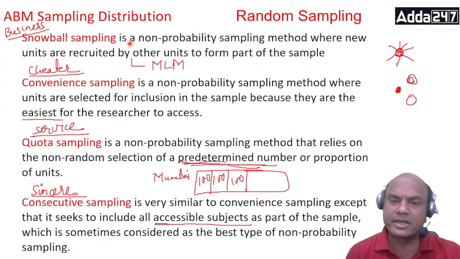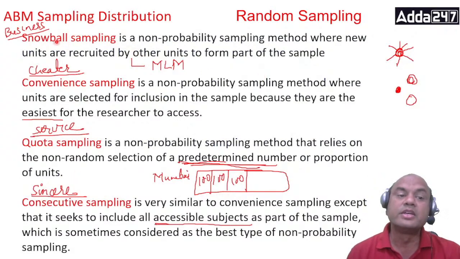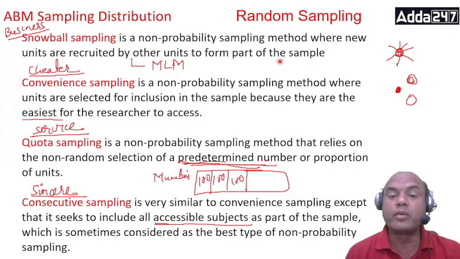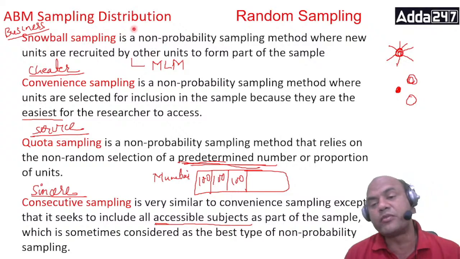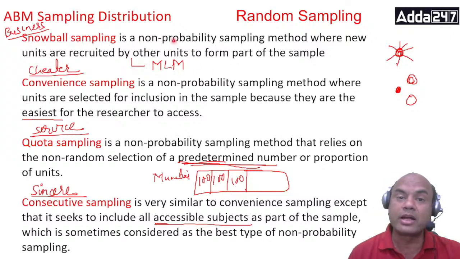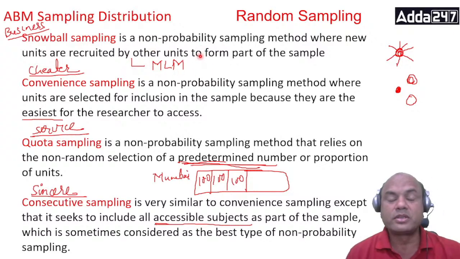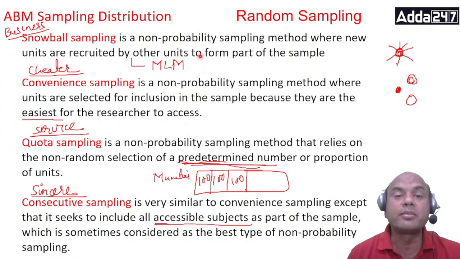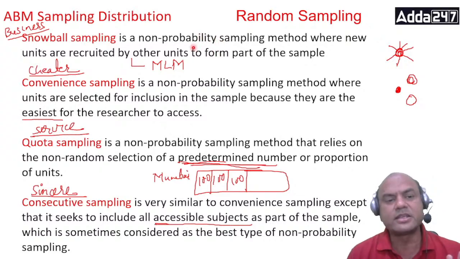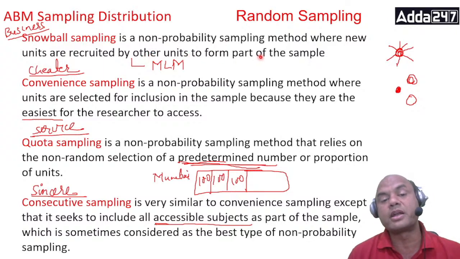Now some other samplings, and these are also judgmental only. Snowball sampling is a non-probability sampling method where new units are recruited by other units to form part of the survey. This snowball is asked every time in the exam, every time. This is similar to MLM, multi-level marketing. You know that, no? You sign up one person, then that person will sign up 3 persons, those 3 will sign up 3 more, and it goes on and on, right? So that is the same way, where new units are recruited by other units to form part of the sample.